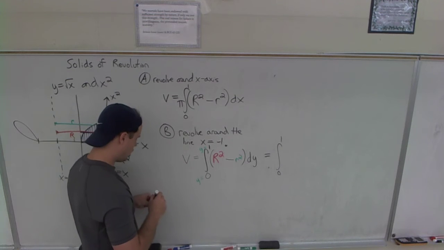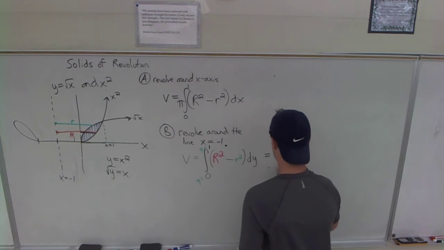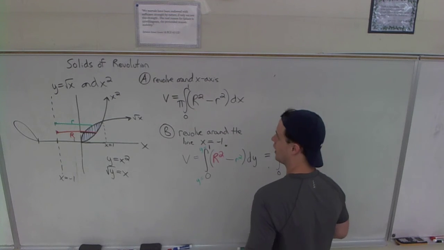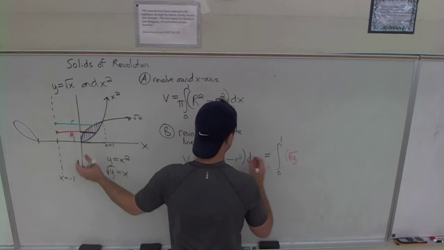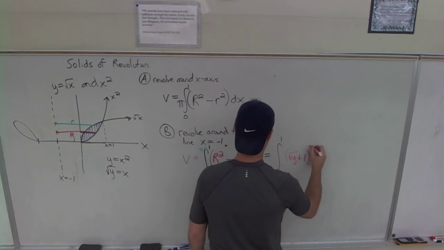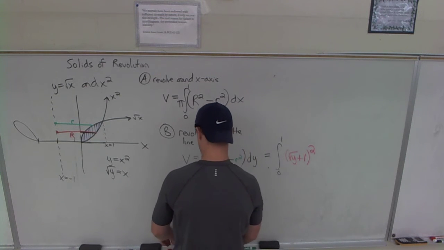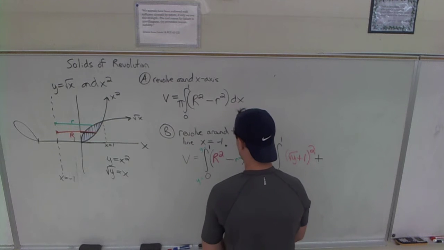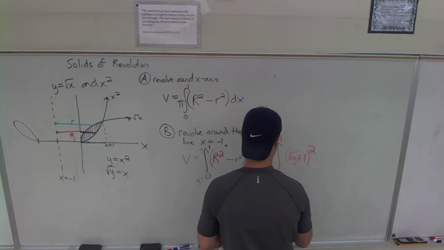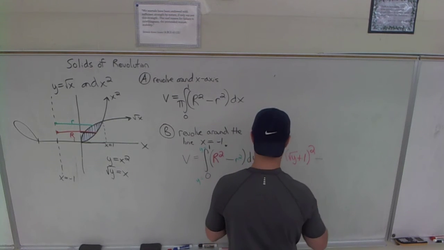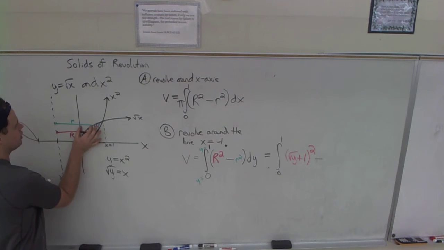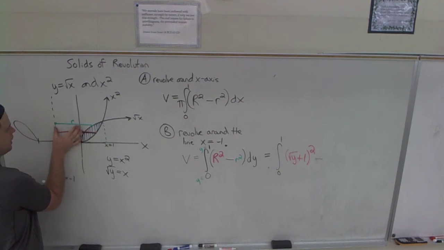So big R over here is going to be the square root of y, and then you've also got to add this 1 in, plus 1, and that's getting squared. Now let's do small r. I think it's going to be really similar. Oh, excuse me, minus. We're cutting that whole out. So small r, we're going to go from here to here, and then we've also got to add that 1.